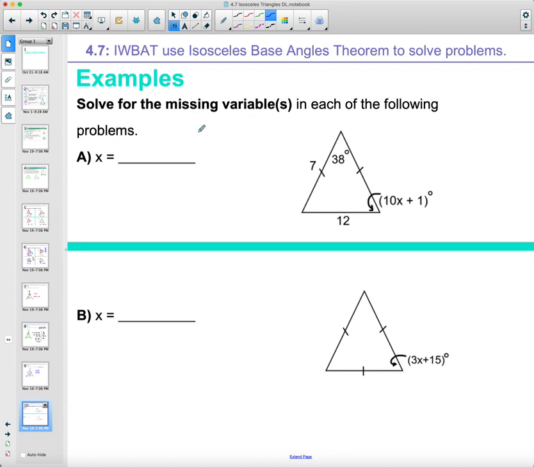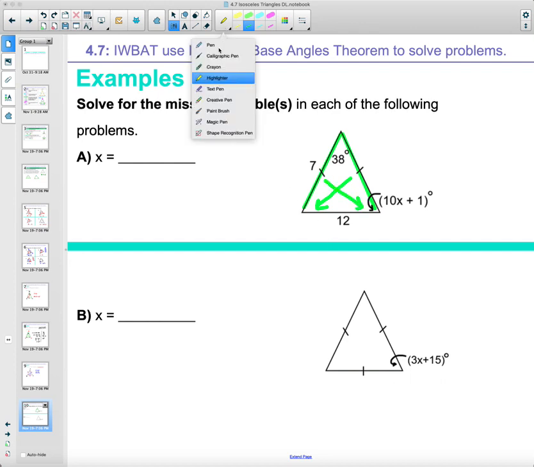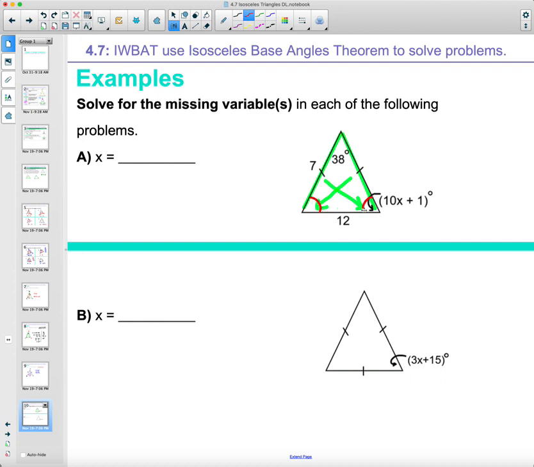Two more examples. So solve for the missing variables in each of the following problems. So take a look here. Okay, so look for where your variable is. So your X is in an angle. Okay, so we need to decide what we know about the angles. Now the sides will help us because we see that we have two congruent sides. So we see that we have this side and this side are congruent, which will tell us that this angle is equal to this one, which is going to be helpful since we're looking into angles. So we know this angle is equal to this angle.